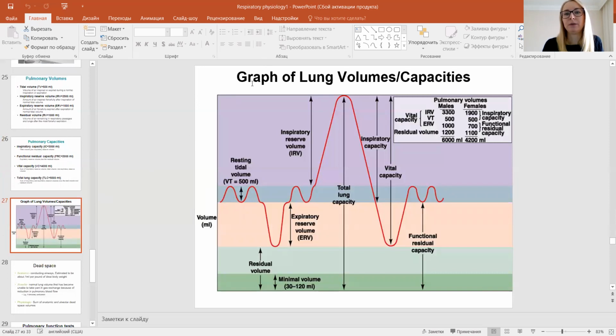So this is the graph of lung volumes and capacities that is obtained by spirography, and the normal levels of each of these volumes and capacities.